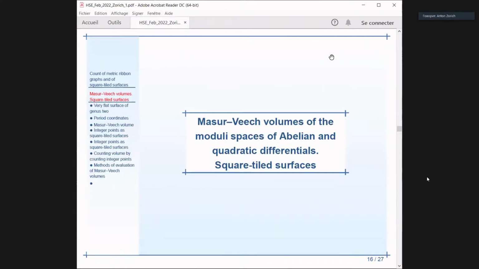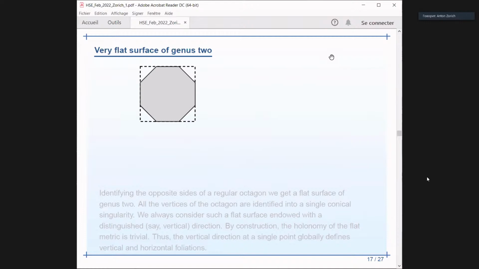Okay, now I have to demystify the words Masur-Veech volume of the moduli space of abelian differentials, and I have to convince you that this count of square tile surfaces is exactly the count of the volume of the moduli space. But first, I have to introduce this moduli space of abelian differentials, or quadratic differentials. So let me first introduce flat surfaces, or rather very flat surfaces.